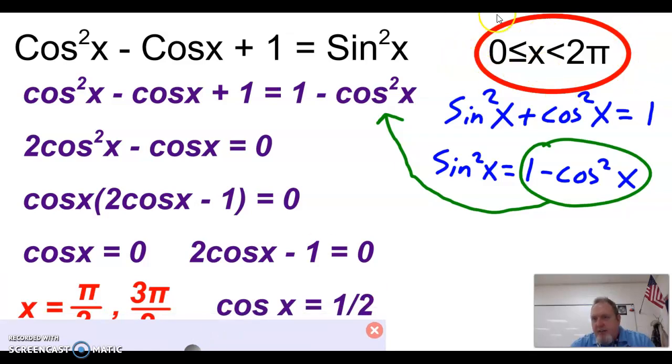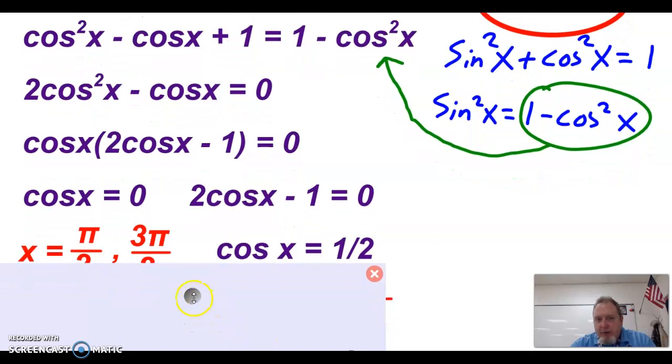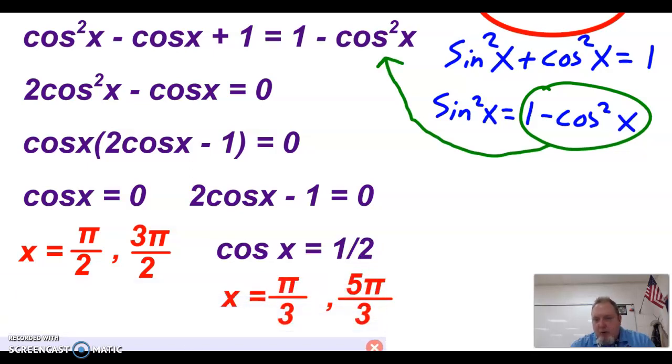Up here by our restriction, again, they want all the values between 0 and 2 pi. So this is telling me it has to be in radians. So I know that cosine, if I take a trip around the unit circle, cosine is 0 at 90 degrees and 270. They want that in radians. So that's really pi over 2 and 3 pi over 2. When I solve this second factor, cosine is 1/2. And I know that cosine is 1/2 at 60 degrees and again at 300 degrees. In terms of radians, that is pi over 3 and 5 pi over 3.